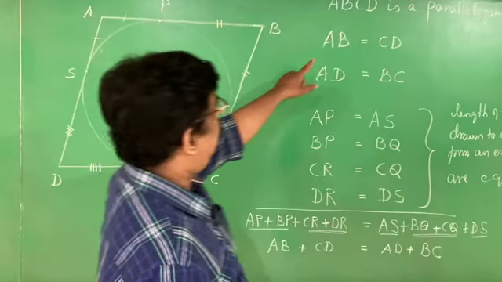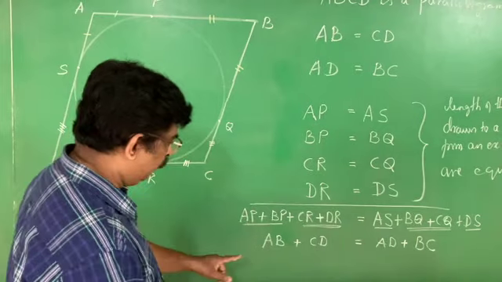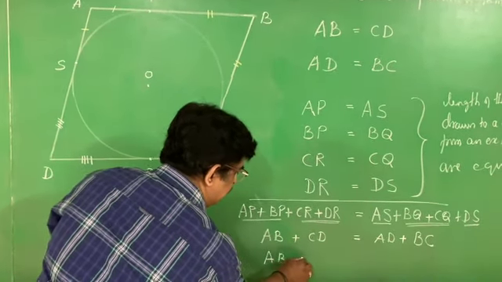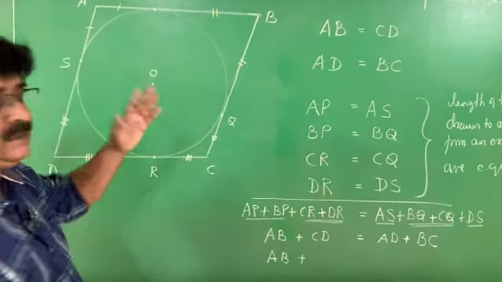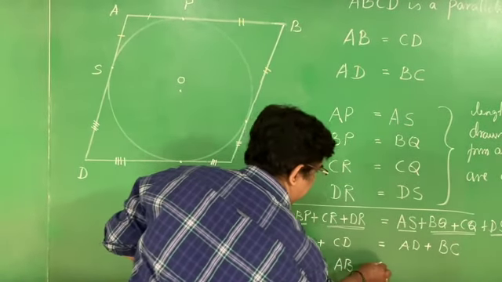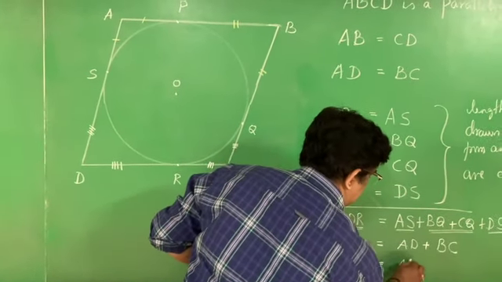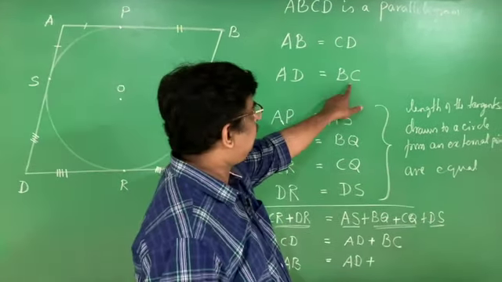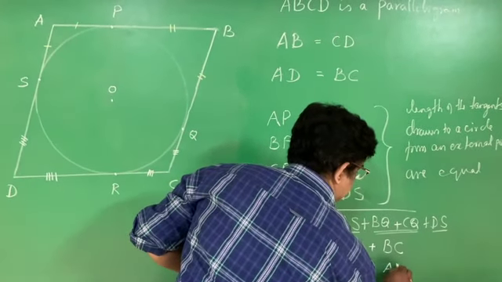Now, AB is equal to CD. Therefore, I write AB as it is. In the place of CD, I can write AB, because AB and CD are equal. Same way, I retain AD as AD only. And in the place of BC, I can write AD.